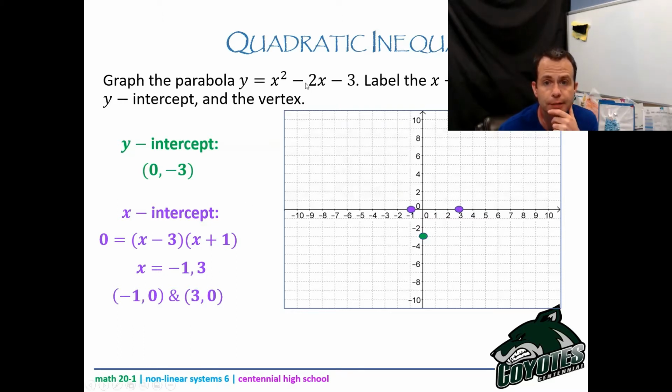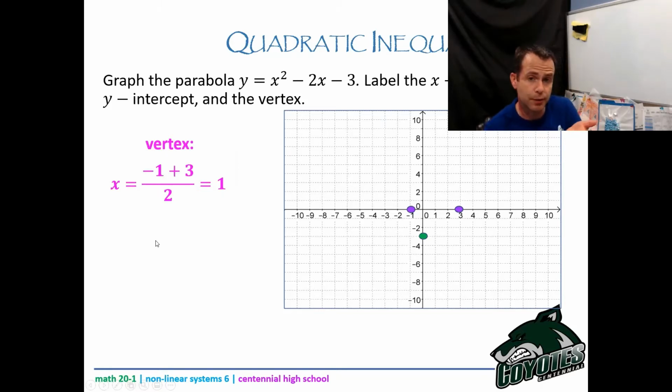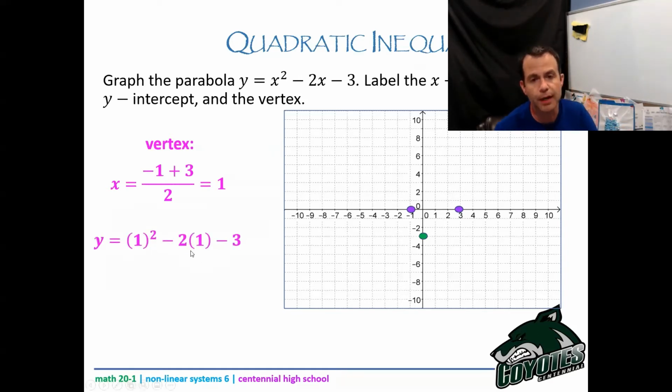Now I want the vertex. So to get the vertex, I know that the x value of my vertex has to happen halfway between the two x-intercepts. So I'm going to take the average of the two x-intercepts. So -1 plus 3 divided by 2. -1 plus 3 is 2. 2 divided by 2 is 1. So I know the x value of my vertex is at 1. So now what I'll do is I'll take that 1 and plug it in for x and get out the y value. So 1 squared minus 2 times 1 minus 3. I'm just plugging it back into my original equation. Okay, and that's going to give me y equals -4. So I know the vertex is at (1, -4). Okay, and now I can plot that guy as well.